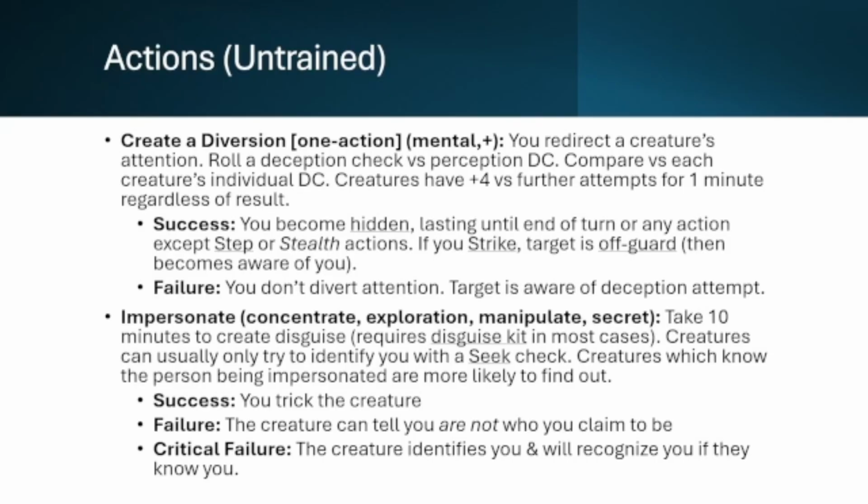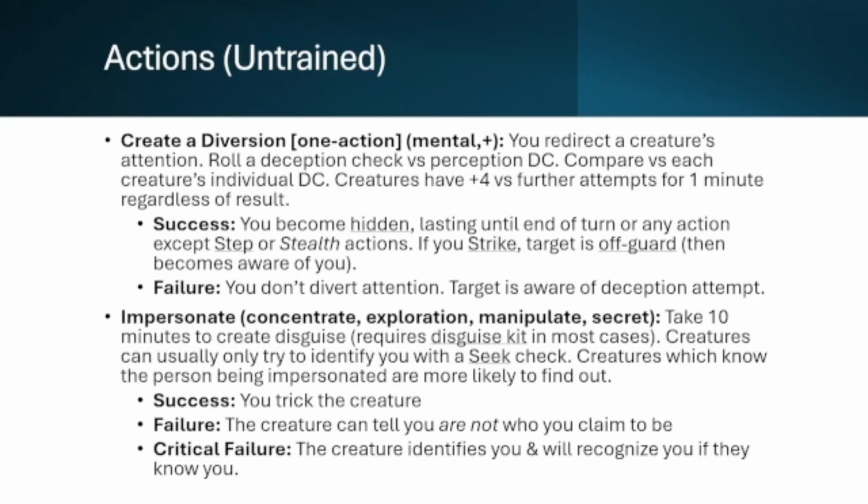The disguise, if it provokes suspicion, causes a Seek check from the opposing creature. The creature rolls versus your deception DC. The creatures who know the person are more likely to find you out. Like if you're impersonating someone's brother, it's very likely the GM will give them a large bonus to realizing you are not their brother. But if you're impersonating the one guy they've run into like once 10 years ago, you have much better odds at not getting caught out.